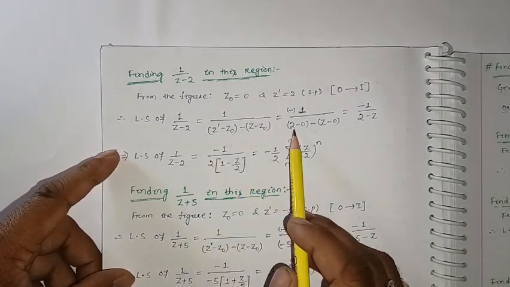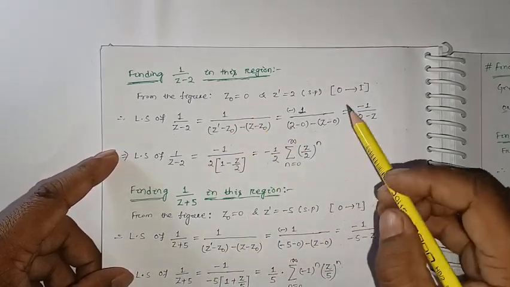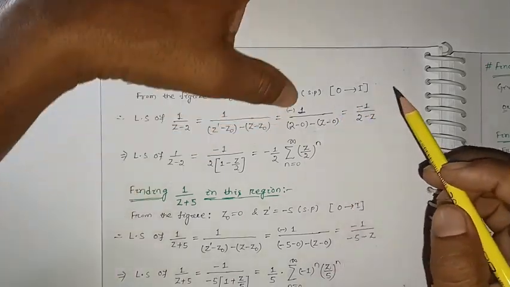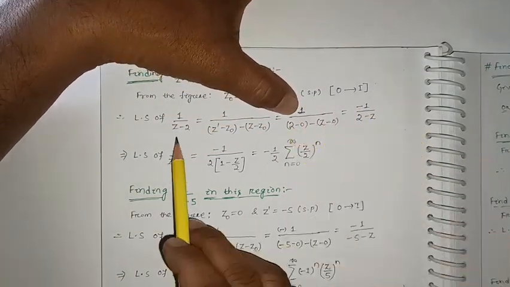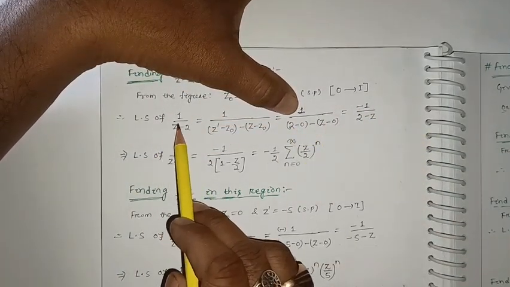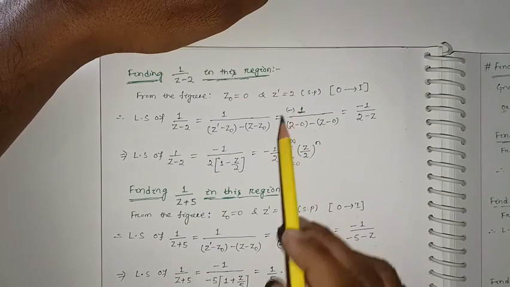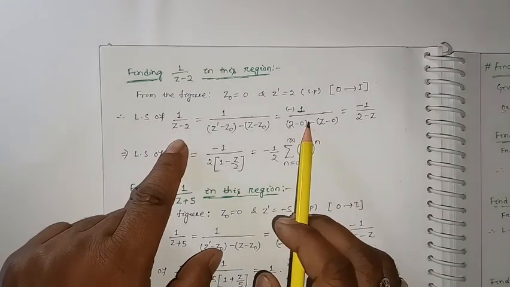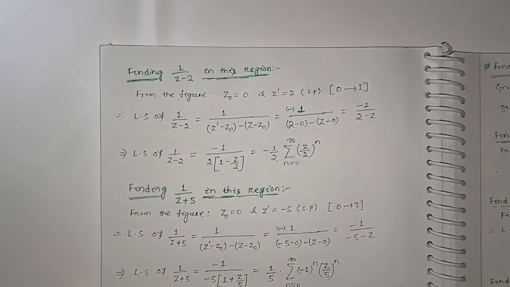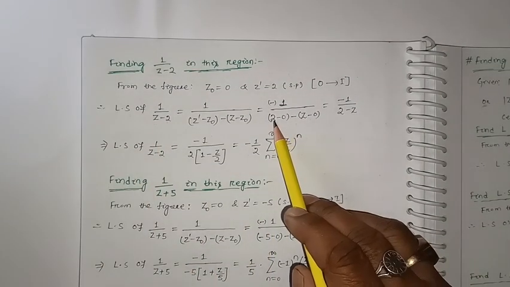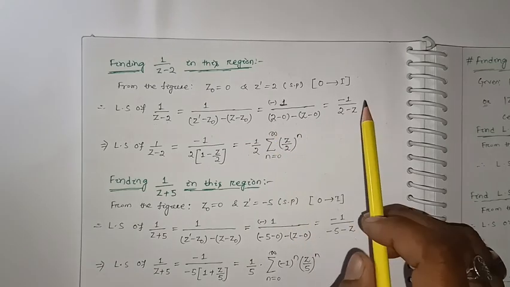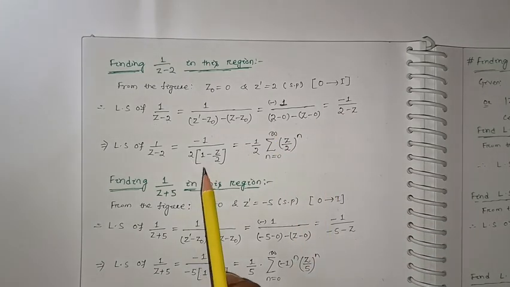Z dash 2 substituted, z0 2 substituted. After substituting, you just match. This value is equal to this one. No, this is 1 by z minus 2. Here we get 1 by 2 minus z. Only for that, minus has been multiplied for equalizing both the sides. Now here the first term is 2, the second term is your z. First term 2 taken outside.